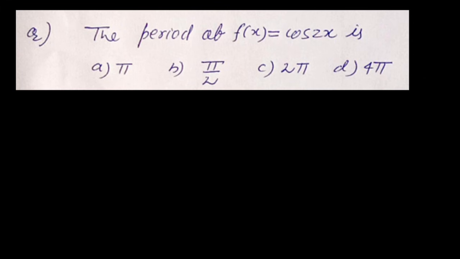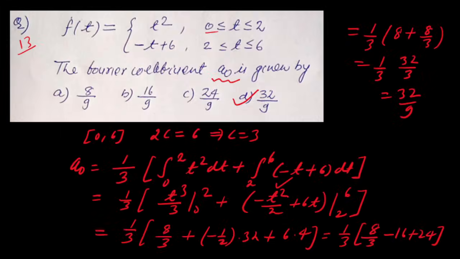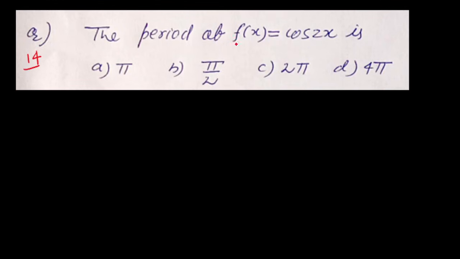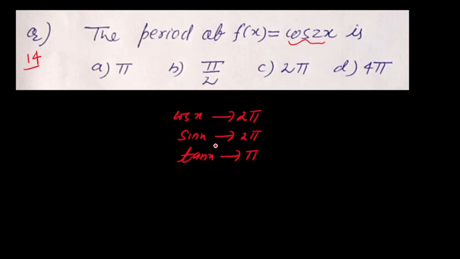Anyway, now this is another question. This was question number 13, this is question number 14. The period of cos 2x. We know that cos x is a periodic function with period 2 pi. We also know sin x is a periodic function with period 2 pi. Tan x is a periodic function with period pi. This was not needed in the question, but in case they ask some other question, you should be able to answer. To find the period of cos 2x, look at the period of cos x, that is 2 pi, and divide it by the coefficient of x, that is 2. So the 2 and 2 cancel, and I get the period equal to pi. So the correct option is A.